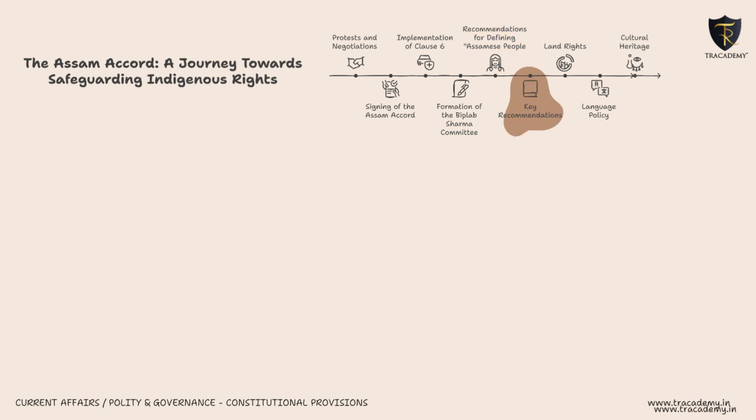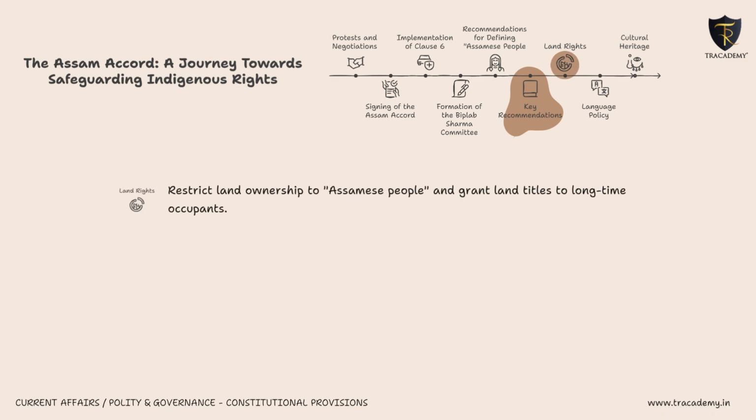Let's now see the key recommendations by the committee. The government has already begun implementing some of the 52 key recommendations from the Biplab Sharma committee. One of the major recommendations was to restrict land ownership to only Assamese people. This was seen as necessary to protect the indigenous population from being disposed of their land by outsiders. Additionally, the government proposed a program to grant land titles to long-time occupants who have been living on land without formal ownership.